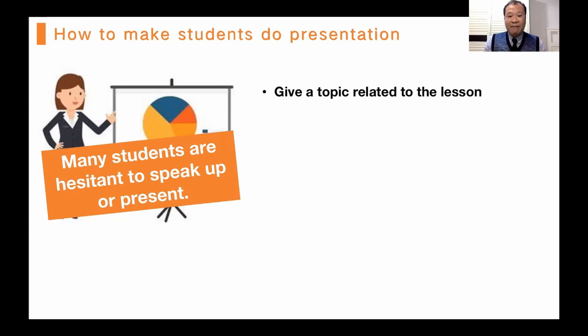Make sure that you have a topic related to the lesson. If you're asking them to present something that you have never taught, expect that you're not going to get a positive result. So make sure that what you ask them to present is something that you have taught and something that they have fully understood.